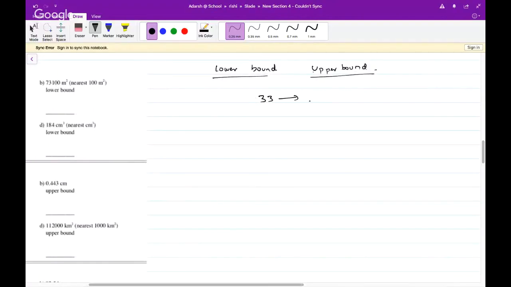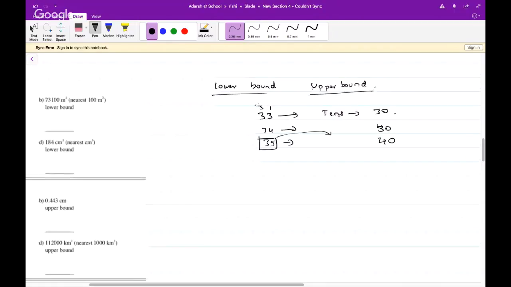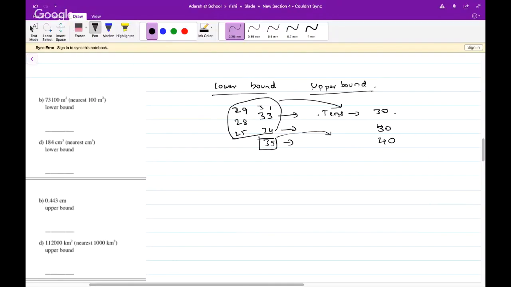I ask you to round it off to the nearest tens. So your answer would be 30. If I give you 34, your answer would still be 30. If I give 35, your answer would be 40. So the 35 will become 40, whereas 34, 33, 31, 29, also would become 30, 28 up to 25, the value will be 30 only. Anything after 35 would get you 40.